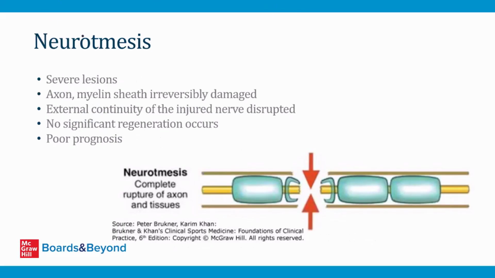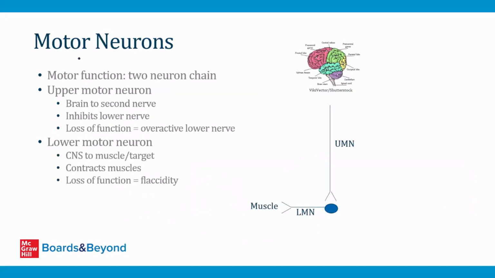And then the final type of peripheral nerve lesion is neurotmesis. These are severe lesions. The axon and the myelin sheath are irreversibly damaged. You've also lost external continuity of the injured nerve. So that's what's shown here. You've lost the myelin sheath, you've damaged the axon, and also these surrounding structures like the endoneurium have been disrupted. In this case, usually no significant regeneration occurs, and this generally has a poor prognosis over the long haul.